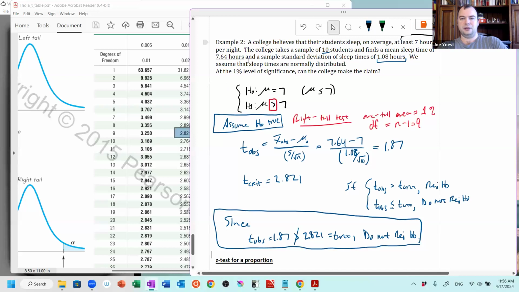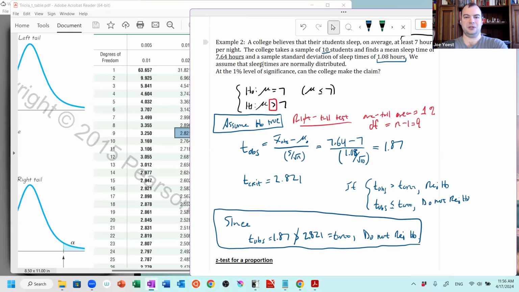This result might make us suspicious. It might make us feel like maybe the mean sleep time of our students is bigger than 7, but we did not surpass that high bar. We did not provide enough evidence to overcome the null hypothesis. We did not provide statistically significant evidence in favor of the mean being bigger than 7. This could reasonably have happened just by sampling error in a situation where the mean was just 7. So even though 7.64 is a bit above 7, it's not far enough above that we can confidently make the conclusion at the 1% level.